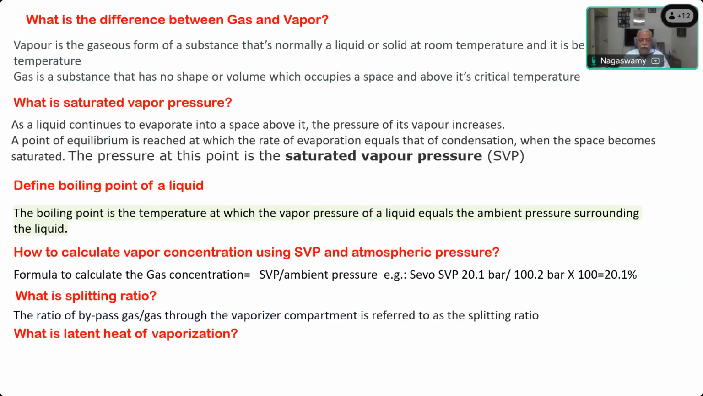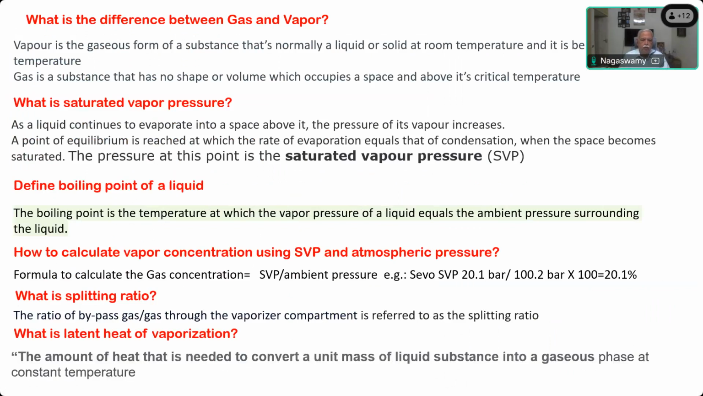Okay, so that is the latent. Latent means hidden. You don't obviously supply or give any heat to that liquid or the agent. So it is taking the heat from the atmosphere or the container. We are not able to see it because we are not supplying any visible heat to the liquid. It is called latent. Latent means hidden. So we are giving a hidden heat for vaporization. So the amount of heat that is needed to convert a unit mass of liquid substance into gaseous phase at a constant temperature is the definition.